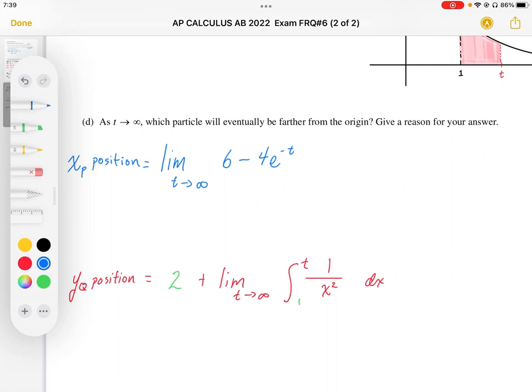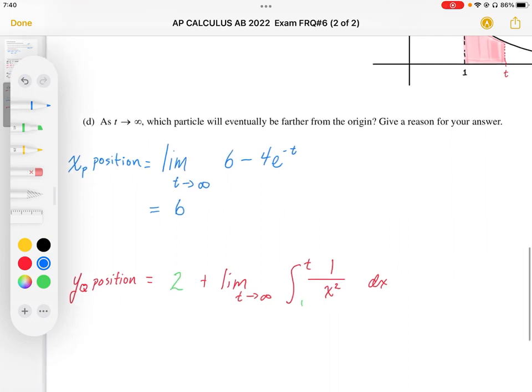So we're just going to take a limit here. As we evaluate the limit as t goes to infinity of our x position, we end up with e to the negative infinity, which is 0. So we're going to end up with x equals 6 as t goes to infinity. So basically the x goes closer and closer to 6 units away from the origin as t goes to infinity.